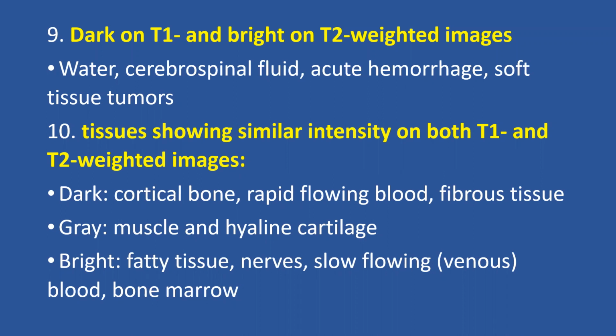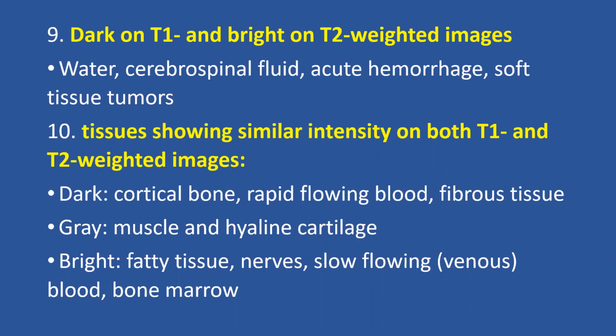Okay. So, what are the substances that are dark on T1 and bright on T2 weighted images? Water is dark on T1. Cerebrospinal fluid. Unfortunately, there are questions like this in the board exam. They show you an MRI of the spine and ask, is this a T1 or T2 weighted image? Believe me, many times people guess wrong and they don't know. You have to know that with T2, water, cerebrospinal fluid, acute hemorrhage, and soft tissue tumors are bright. These are dark on T1. You have to memorize this.